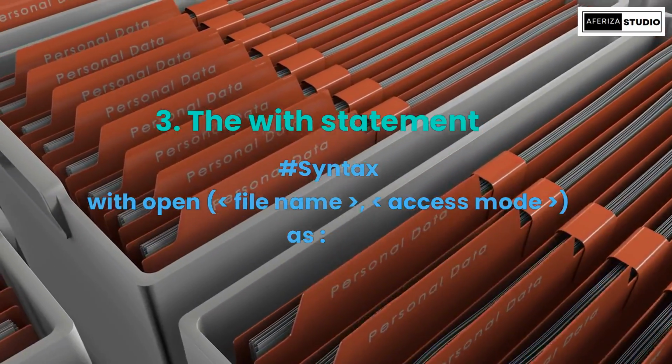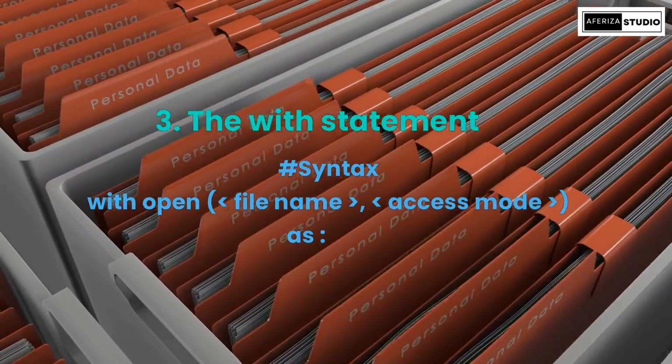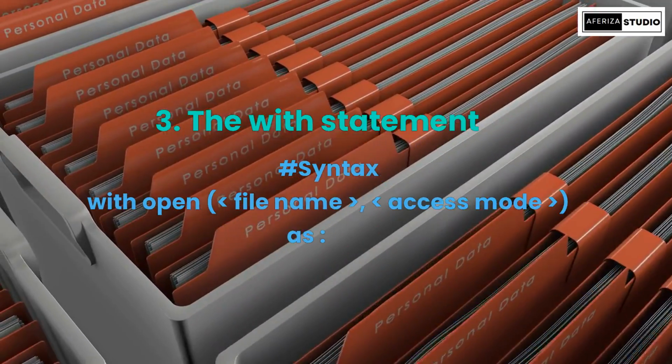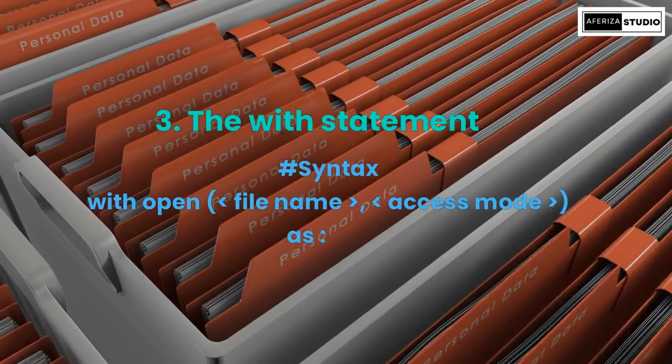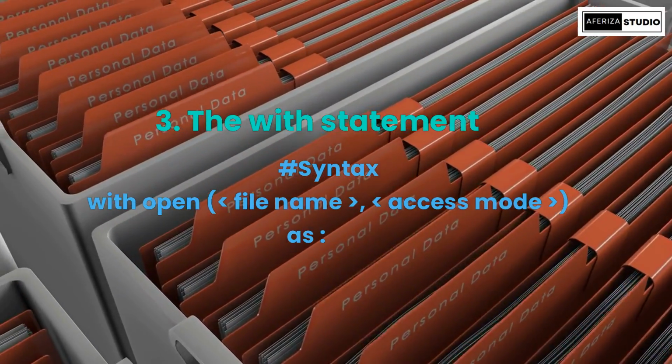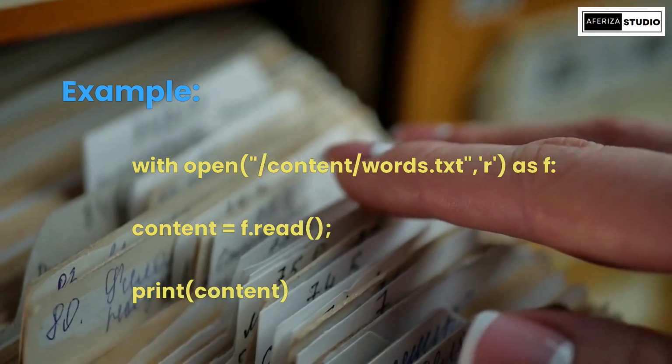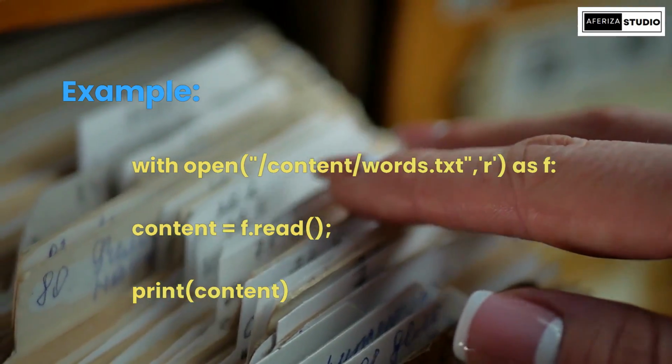Number 3. The with statement. The with statement in Python is useful in the case of manipulating the files. It is especially used in the scenario where a pair of statements is to be executed with a block of code in between. This is an example for open the file with statement code.